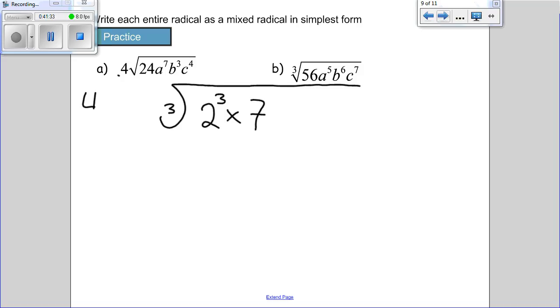Because I guarantee you, when you get a test question like this, you're going to leave 56 alone. And I guarantee you, that will be a multiple choice answer. It's a promise. And it's wrong.